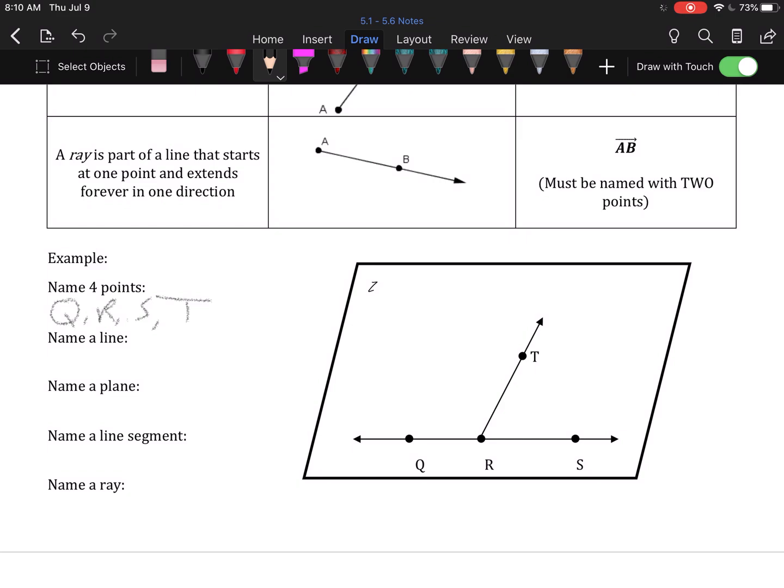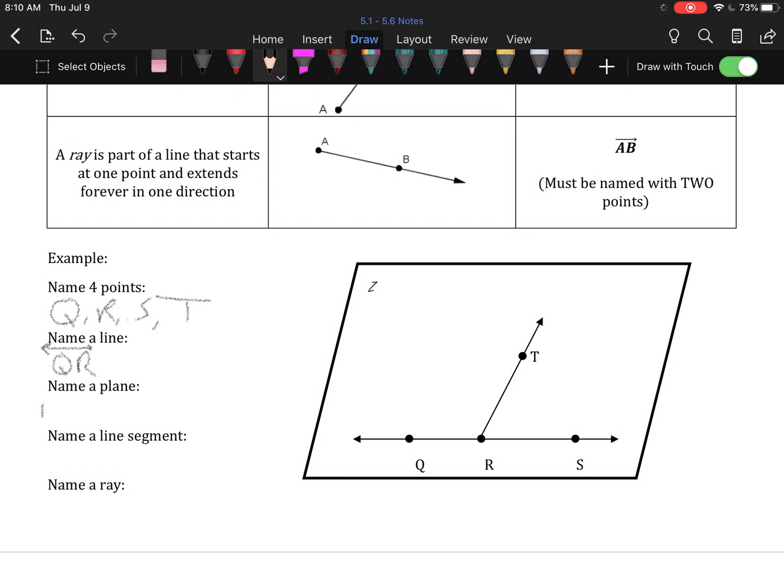When it says name a line, the line is obviously here, arrow on each end. So we need to use any 2 of those 3 letters. So that could be line QR. It could also be line QS. It could be line RS. Lots of options here.